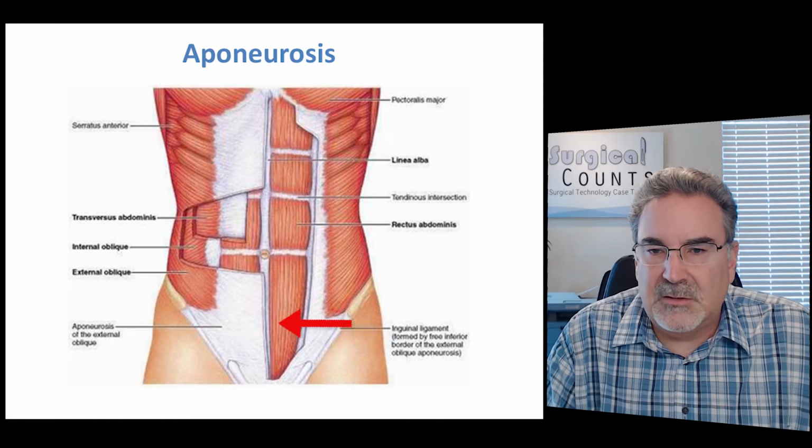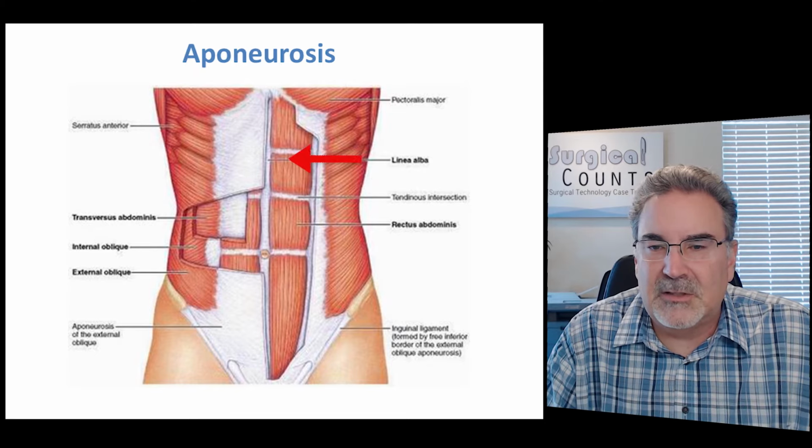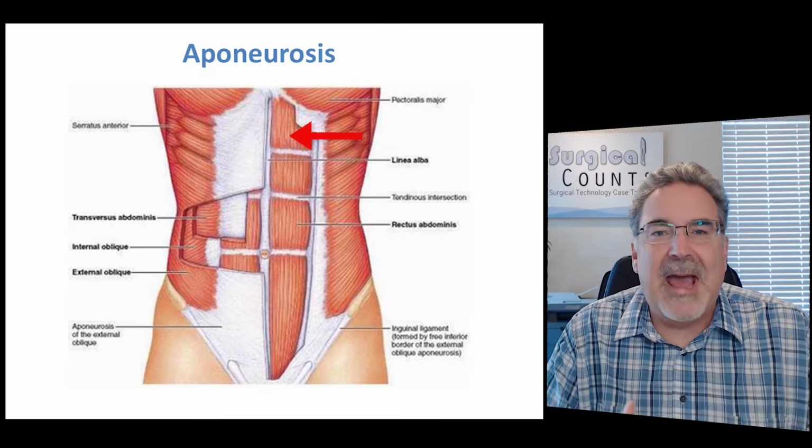Now, the vertical muscles that you see here, this is the rectus abdominis muscle, and you can see it's broken into little sections. This is where the six-pack abs come from.